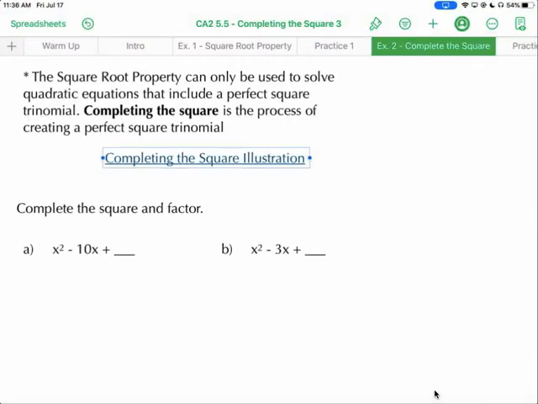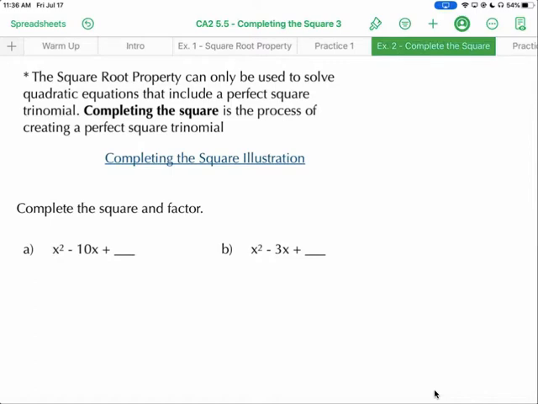All right, so these two problems that you've looked at so far lead us to the idea of completing the square. So your square root property can only be used when your quadratic equation includes a perfect square trinomial inside of it. So the first two equations in example 1 and practice 1 were built perfectly for that. They both already had the perfect square trinomial. Most equations aren't set up that way. So that's where completing the square comes into play. It's the process of creating a perfect square trinomial.